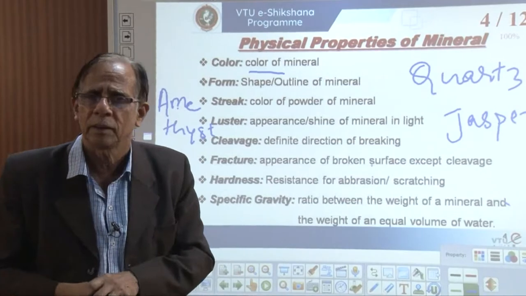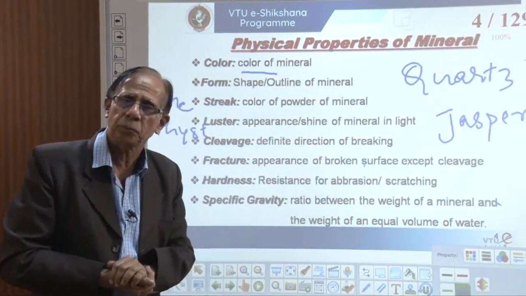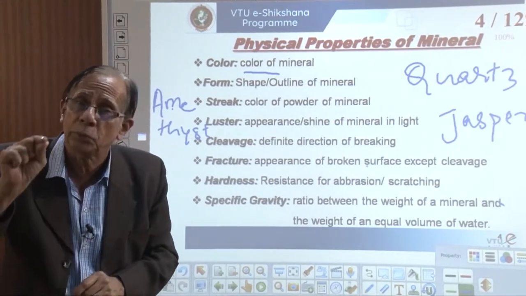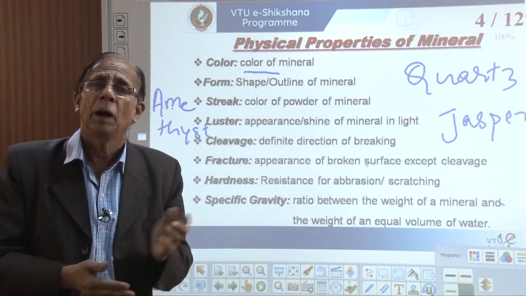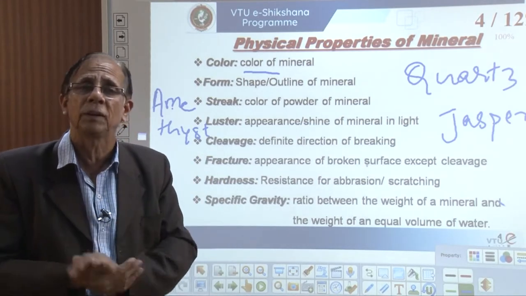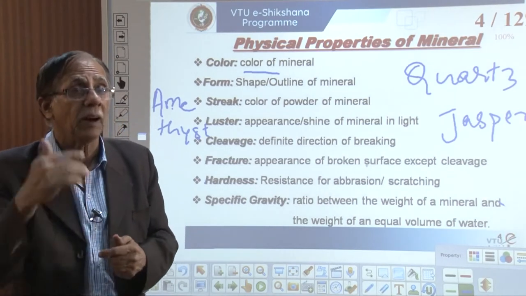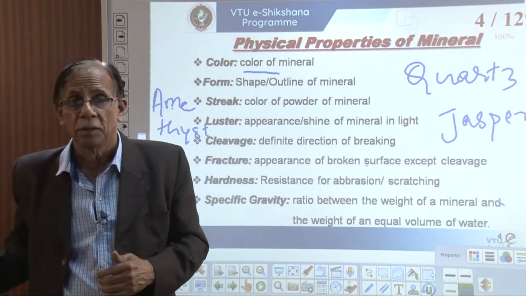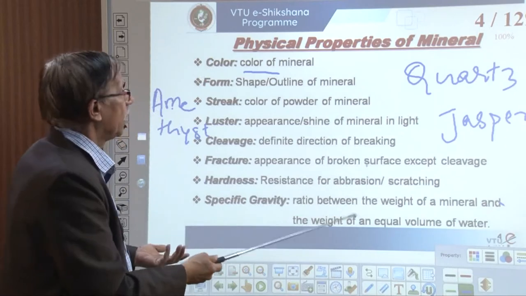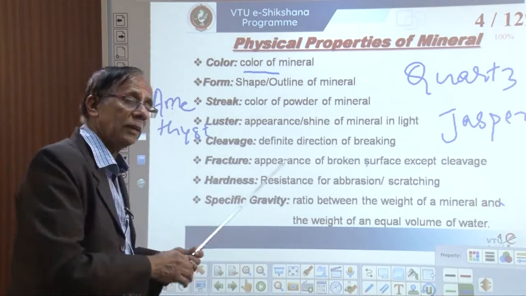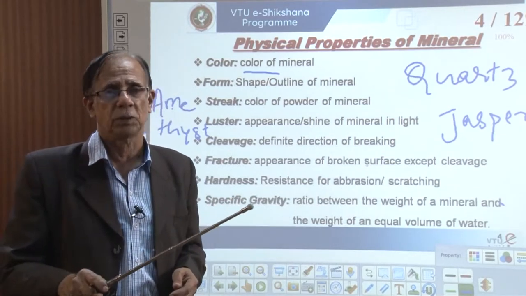On the other hand, quartz, jasper, amethyst, we have mentioned, have the same chemical composition, SiO2. Atomic packing is also similar, except for the size of the particle. Therefore, their hardness remains the same, whether it is amethyst, jasper, agate or quartz, because atomic packing is the same and chemical composition is also the same.